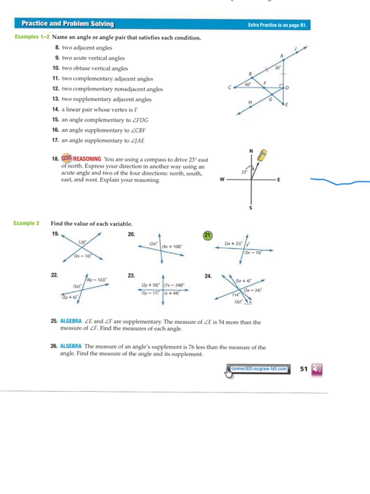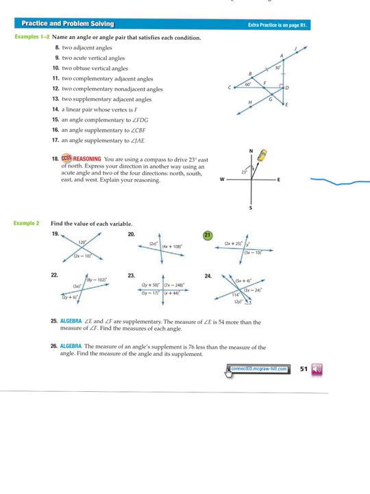Sometimes, well, we'll just leave it alone. You've got to be careful to make sure that it's two lines that are crossing that you're pulling vertical angles from. Let's look at number 26, just for the fun of it, okay?